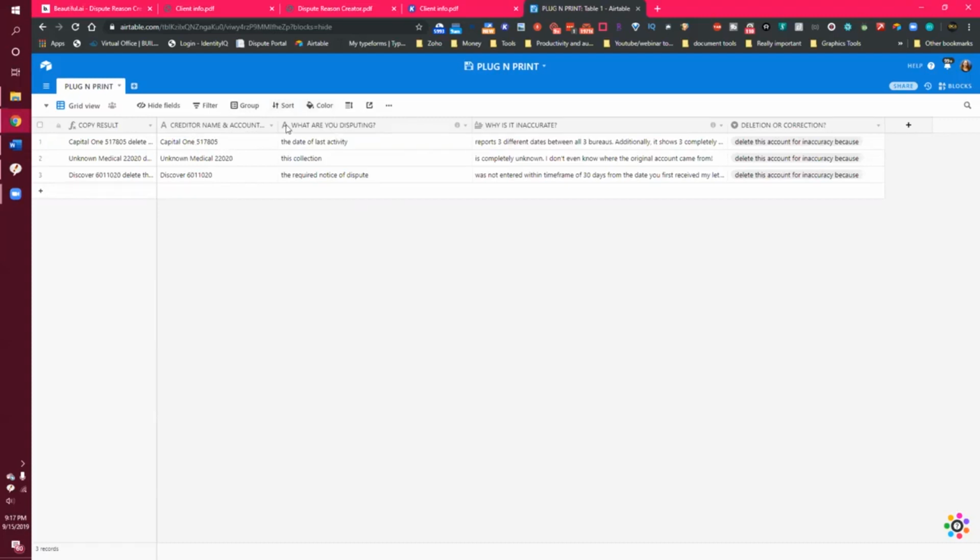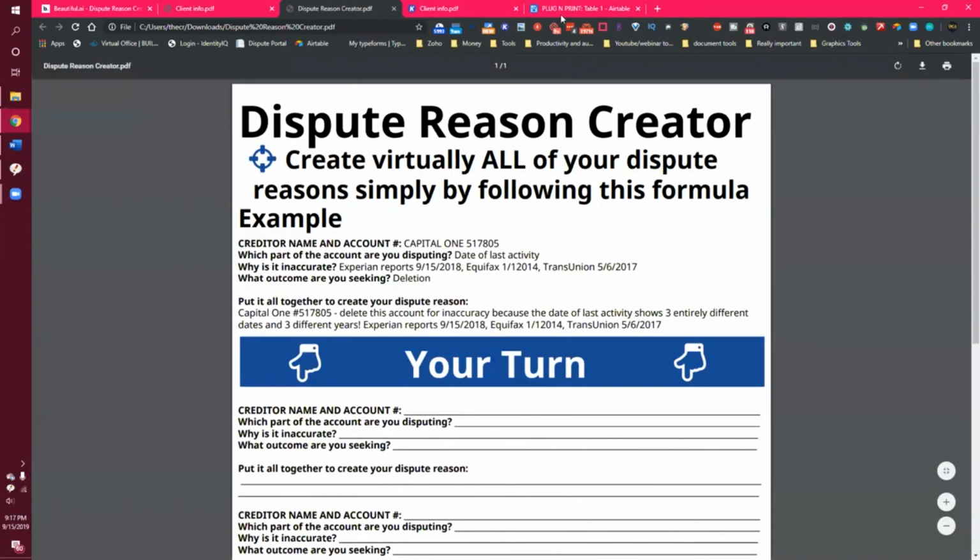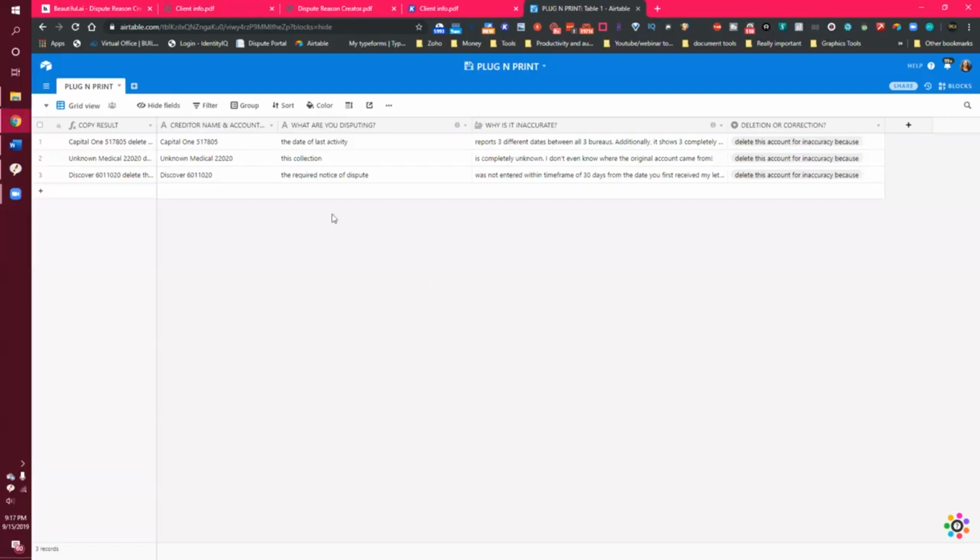The next one, what are you disputing? So we're taking this PDF and we're making it digital. What are you disputing? The date of last activity. Why is this inaccurate? It reports 3 different dates between all 3 bureaus, and so on. And then right here, you can choose deletion or correction: deletion for inaccuracy, correction for inaccuracy, delete for violation, and correct for violation.